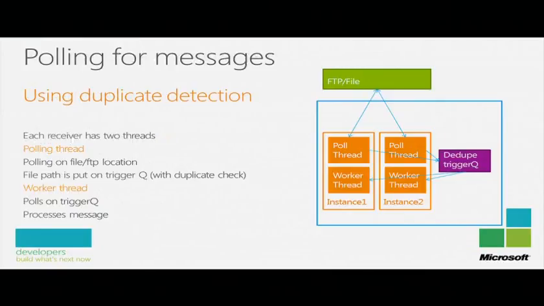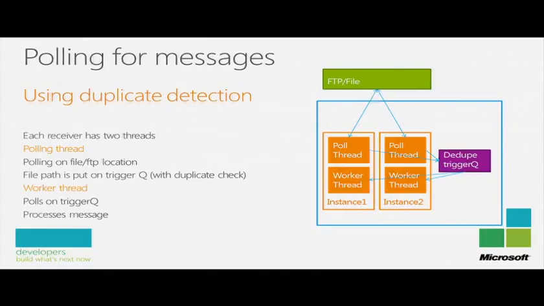Another one was the polling for messages. So with BizTalk Server, for example, if you connect to FTP, you receive from FTP, you need to have some clustering, because a lot of FTP servers don't support locking. So if you have 2 machines polling at the same location, the same file could be retrieved twice, and you want to prevent that.